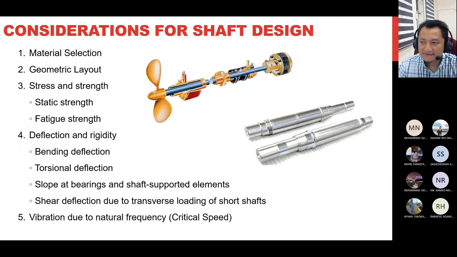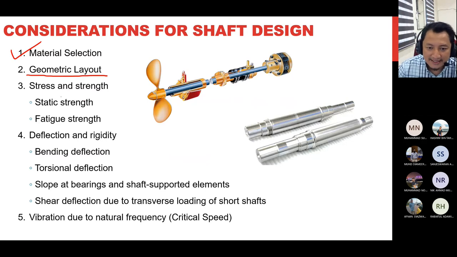So today we're going to look at shafts. So there are multiple configurations of shafts that you can do. However, some of the general consideration when you are designing shafts is, for example, you're going to look at what kind of material you are using, what is the geometric layout of your shaft, how is it aligned.